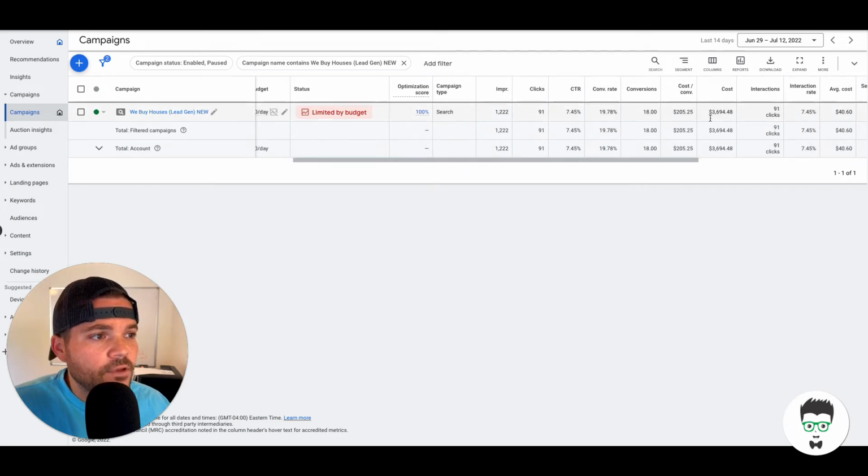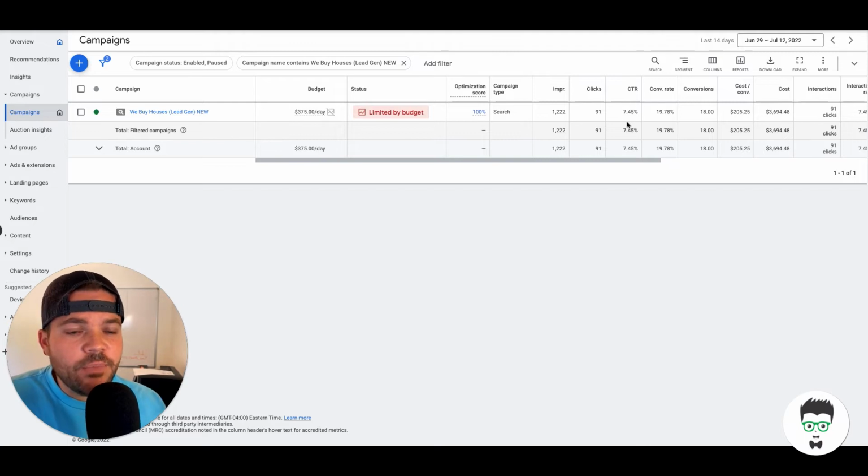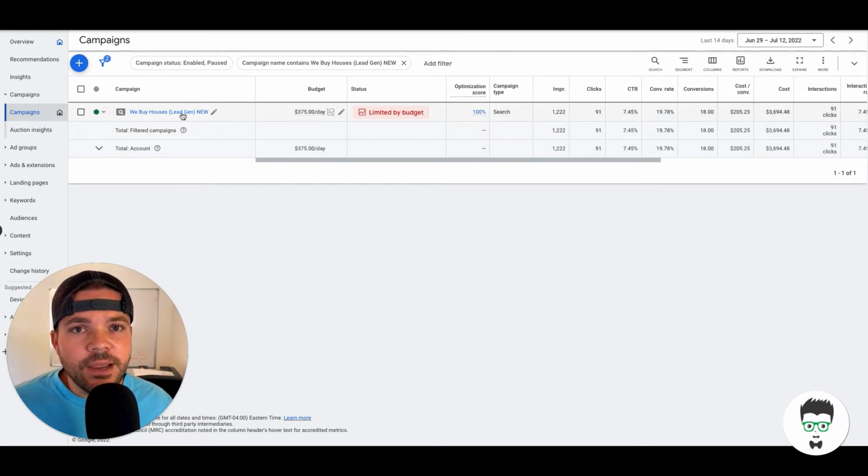And then we have a total cost for this campaign in the last 14 days of $3,694.48. So yeah, in this particular campaign, we're running both lead form and calls. So the consumer has the option to either call from a landline, dial from a mobile device off of the landing page, or they can fill out the application on the page, and then all that's tracked back into this campaign. So let's take a look at the ad groups that we're using for this campaign.